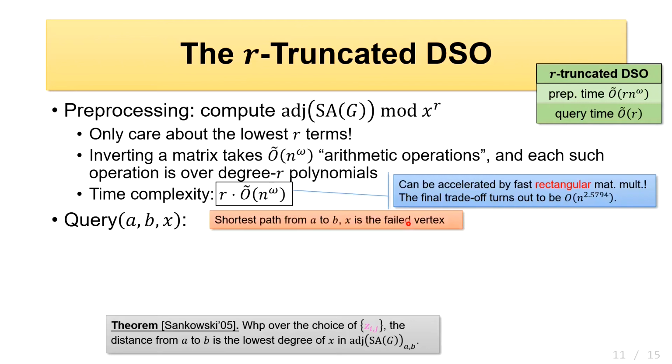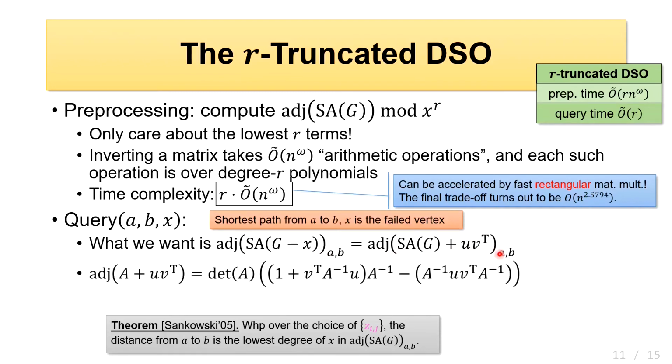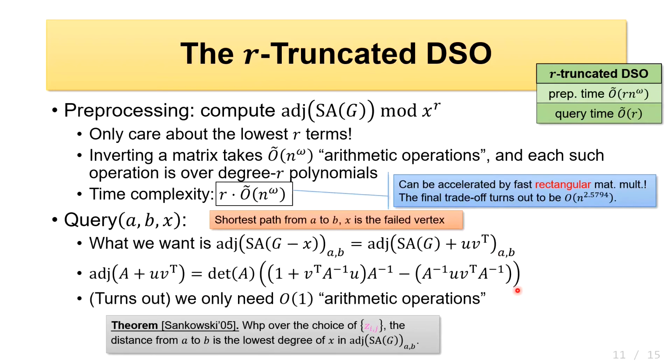Now, given a query A, B, X, we want to find the shortest path from A to B that does not go through X. By the theorem, we want to find the AB entry of the adjoint of SAG minus X. We can write it as a rank 1 update to SAG. Then we invoke the previous formula, and we just need to compute the AB entry of this thing. It turns out that we only need a constant number of arithmetic operations to compute this. So the query time is total R.